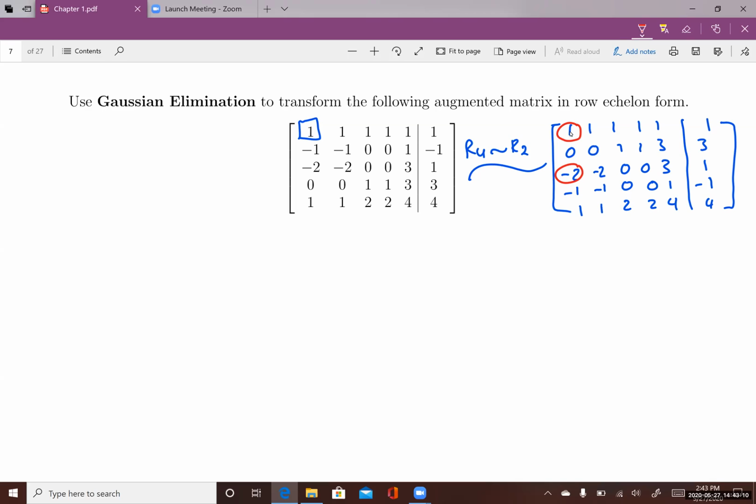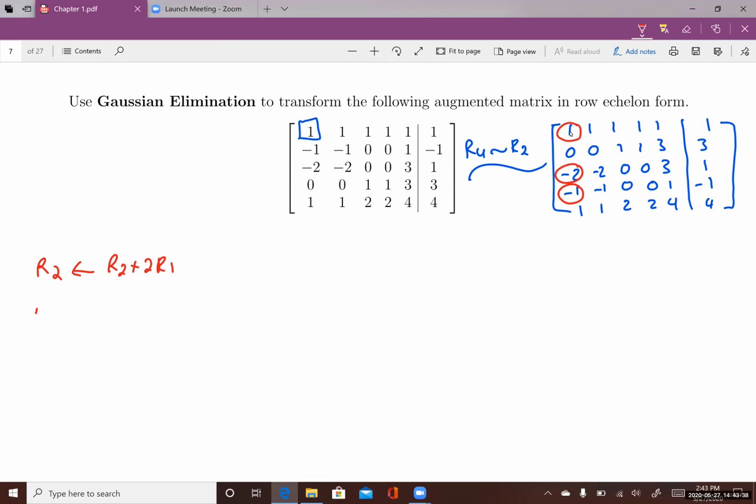So my next operation will be row 2 becomes row 2 plus 2 times row 1, because -2 plus 2 times 1 is -2 plus 2, which is 0. How about the fourth row? I can do these simultaneously. I can use simultaneous row operations as long as I use each row separately.